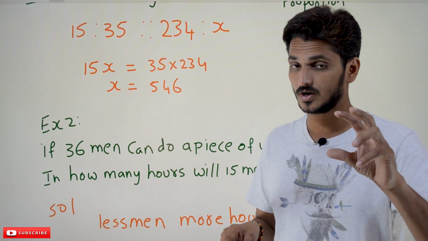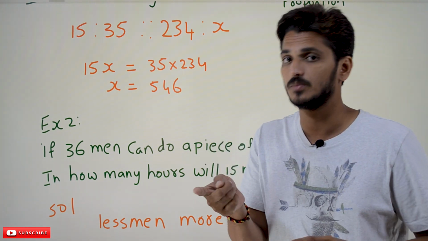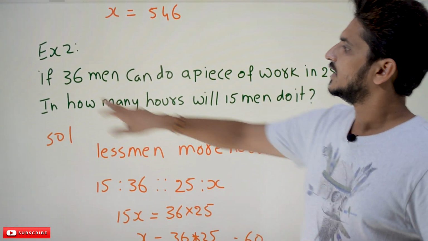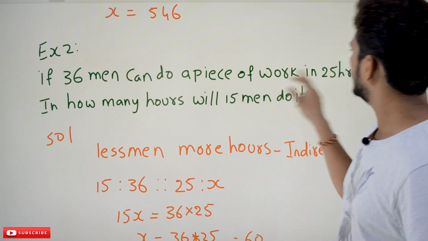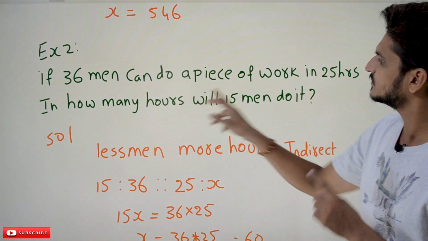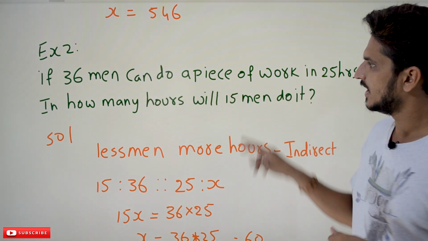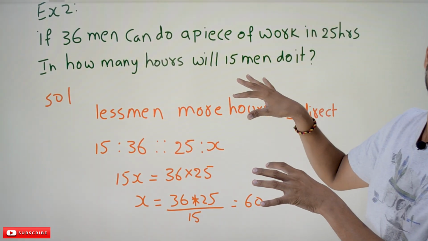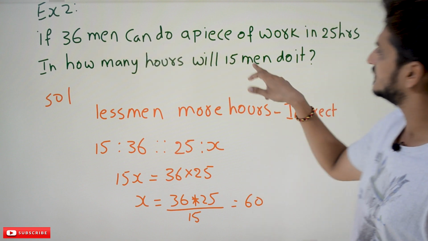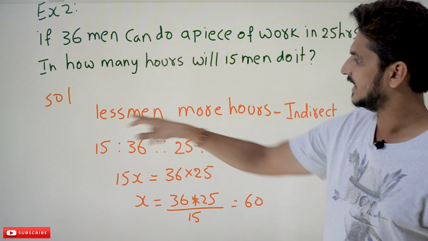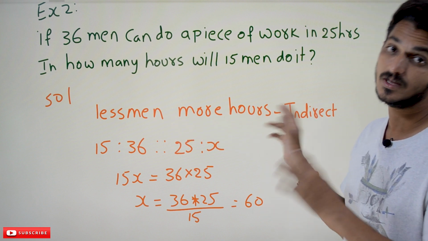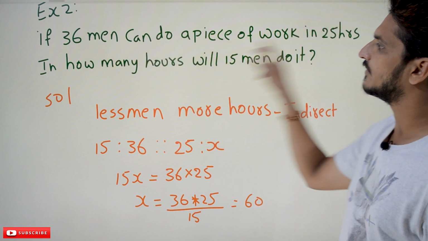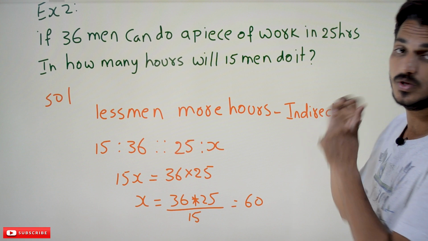And one important point you have to understand with the next example: if it is indirectly proportional, how you have to write, that is the point you have to understand. If 36 men can do a piece of work in 25 hours, in how many hours will 15 men do it? As the number of men increases, the time to do the work decreases. As the number of men decreases, time increases. Less men, more hours. Indirectly proportional. 36 men can do a piece of work in 25 hours. In how many hours can 15 men do it?